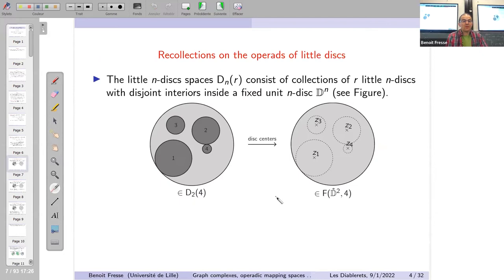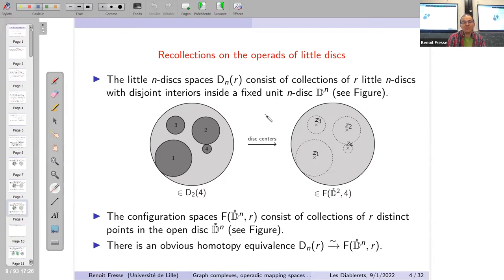So first of all, a quick reminder on the operad of little m disks. The spaces of little m disks, D_m(r), consist of collections of r little m disks, as in this picture, which are embedded in a fixed unit m disk. We assume that the little m disks have disjoint interiors and are indexed from one up to r. So in this example, we see a configuration of four little m disks. And there is a map from this space of little m disks to the space of configurations of r points in the unit disk, which is just defined by taking the centers of the little disks and forgetting about the radius. So this map is a homotopy equivalence, so this is very elementary.